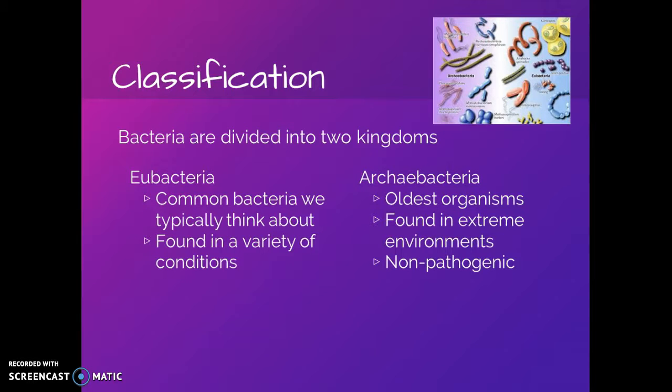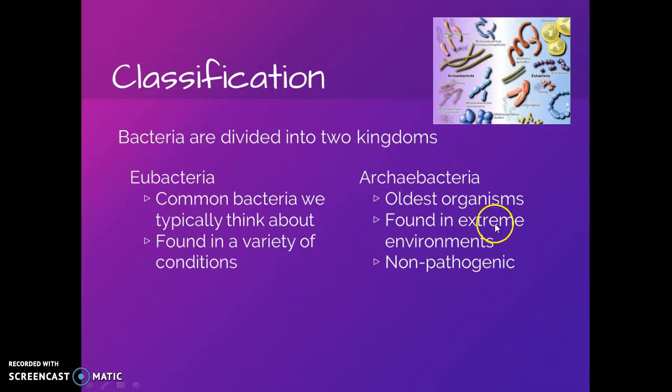Bacteria can be divided into two kingdoms. We can classify bacteria as either kingdom Eubacteria or kingdom Archaebacteria. Eubacteria are true bacteria, the common strains that we typically think about. E. coli, Salmonella, and these can be found in a variety of conditions, including in the human body.